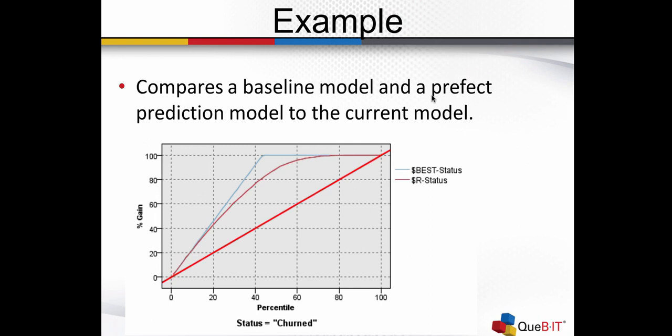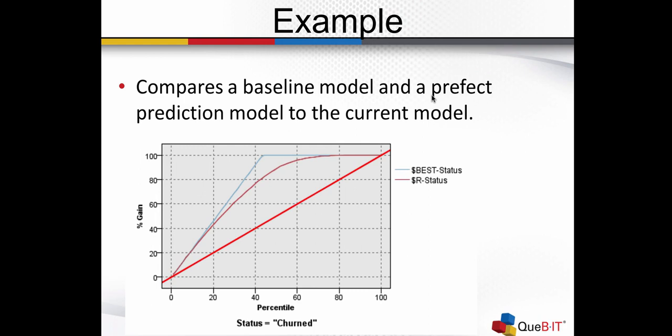Now, the way we can interpret this graph: the vertical axis of the gains chart is the cumulative percent of hits, while the horizontal axis represents the ordered percentile groups, and they're ordered based on model prediction and confidence.